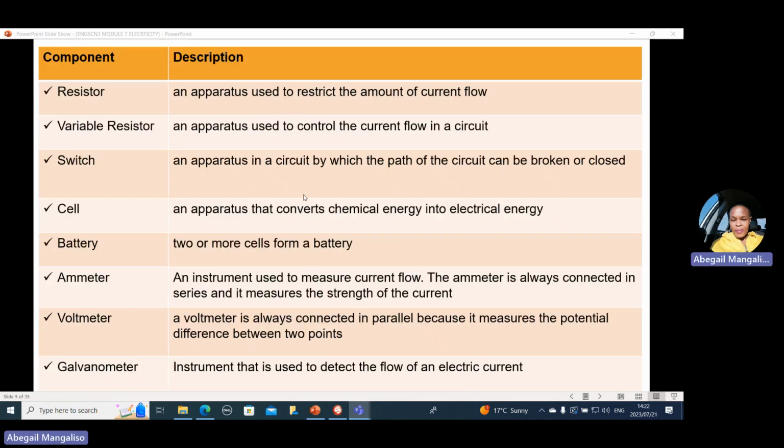The components, as N3 students, you are all familiar with this component. Everybody knows what is the resistor symbol, what is the variable resistor symbol, switch, cell, battery, ammeter, voltmeter, and galvanometer. And on the right-hand side, these are the function of these components.